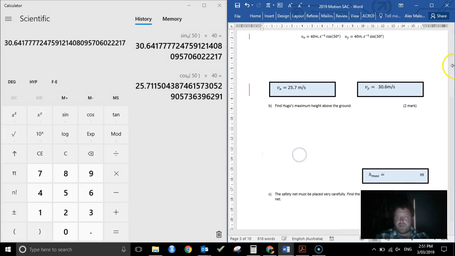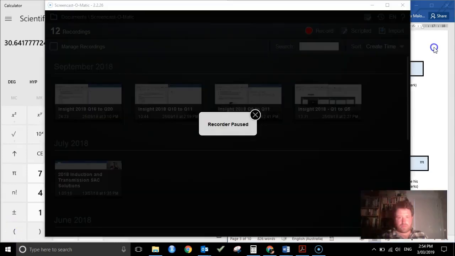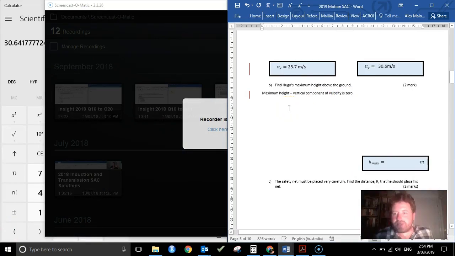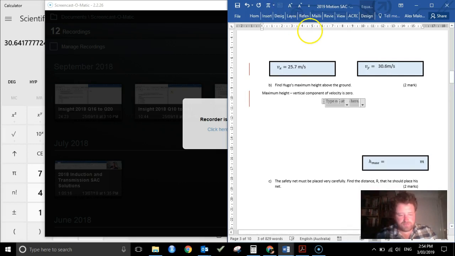Okay, maximum height above the ground. So whenever we read maximum height, we should be thinking that the vertical component of velocity is 0. Let's continue with that. So maximum height means vertical component of your velocity is 0. So we're just going to stick that into some SUVAT now. So let's do that. Let's look in the x direction.